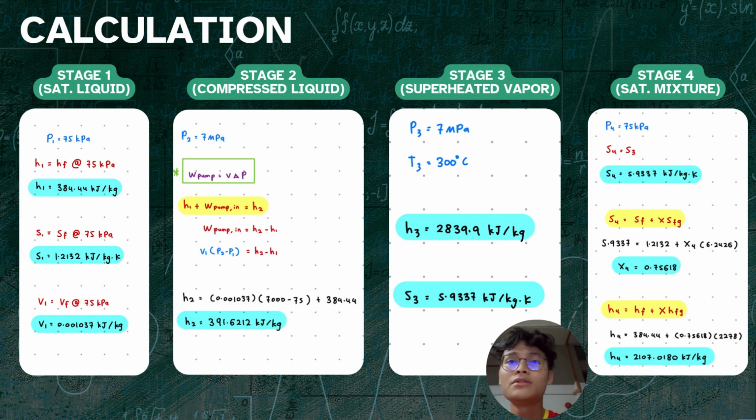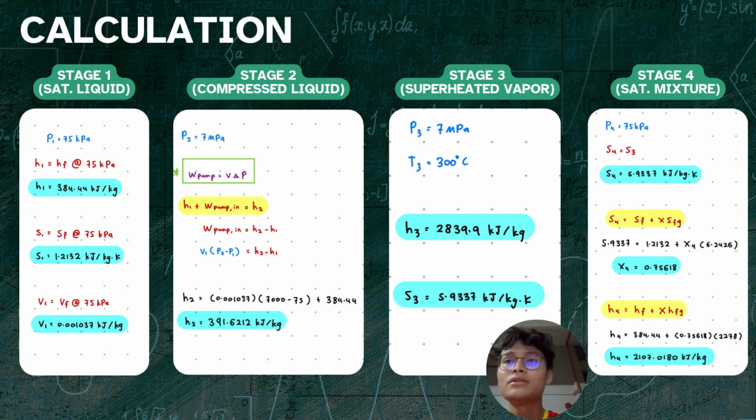So there are 4 stages. For stage 1, it is a saturated liquid with a given pressure of 75 kilopascal. So basically, we just refer to the appendix and find the values of enthalpy, entropy and specific volume. For stage 2, it is a compressed liquid with a pressure of 7 megapascal. In this case, we use the pump work equation, and from it we can find its enthalpy.